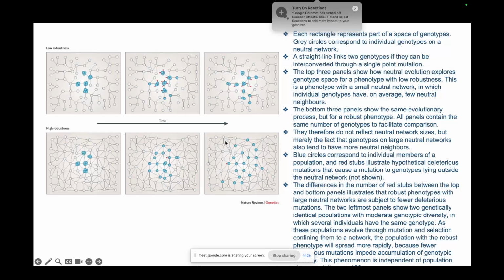So these are two sets of panels of the diagrams, of which the first one is showing low robustness, and the second one is showing high robustness. In each of these networks, the rectangle represents a part of the space of genotypes. The gray circles correspond to individual genotypes on a neutral network, and the straight lines link genotypes that can be converted through a single point mutation.